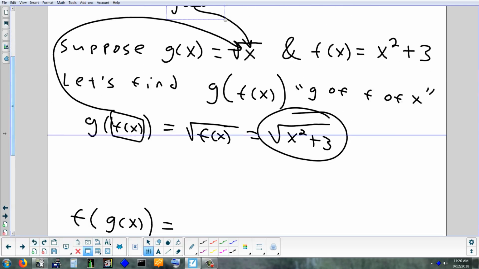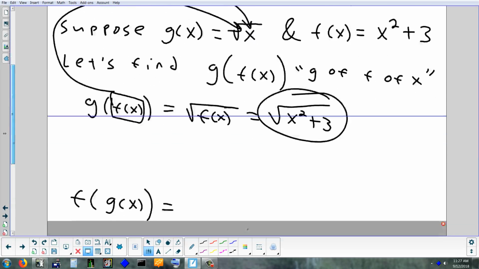Now, if we do it the other way, instead of g of f, f of g, do you think they're going to be the same, or do you think they're going to be different? Any guess? Yeah, Emily? Yeah, they're going to be different. If they do come out the same, that means something. We're not worried about what that means right now. But in general, they're going to come out different.